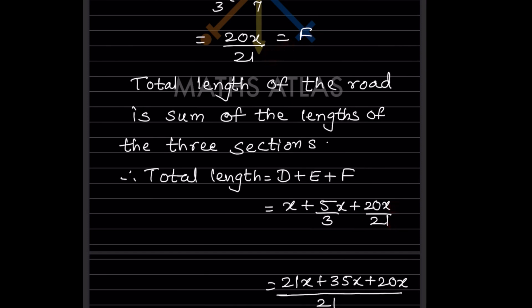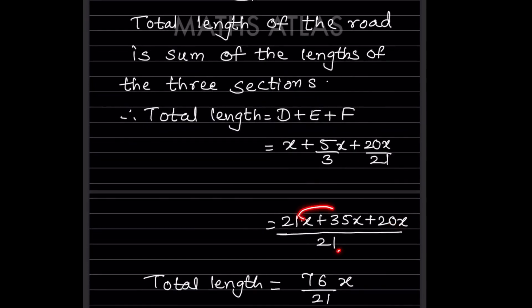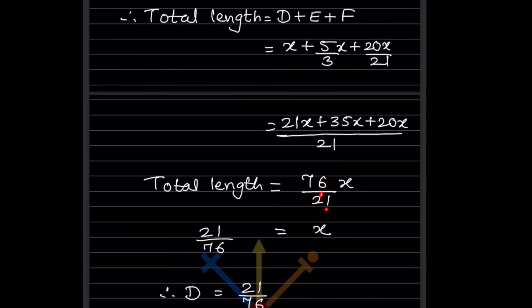Now let us take the LCM of this one. You know the LCM is going to be 21. So this you are going to multiply by 7 and this you are going to multiply by 21. So this is going to be 21x, and this we multiplied by 7, so this is going to be 35x, and this already has 21 here, so this is just 1. So that will be 20x divided by 21. When you add all this, you are going to get 76x by 21. So the total length is 76 by 21x.